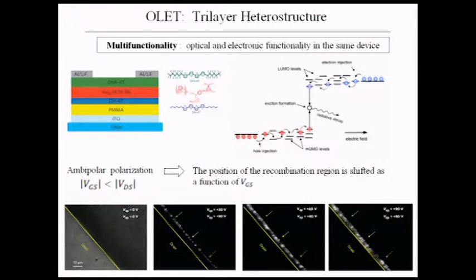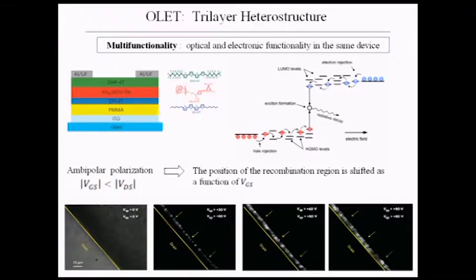So first of all, what is an organic light-emitting transistor? I can say that it's a classical transistor, but we have in the active region 3 different dedicated layers: 2 layers dedicated to the charge transport and 1 layer responsible for the exciton formation. So if we have a radiative decay, the device emits photons.